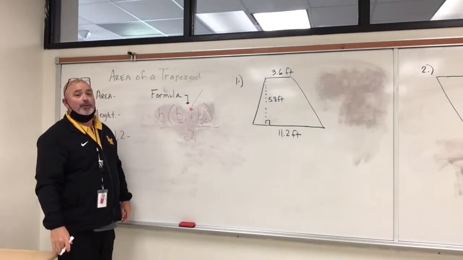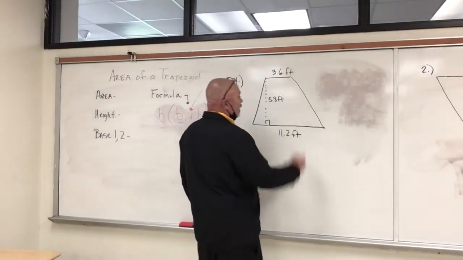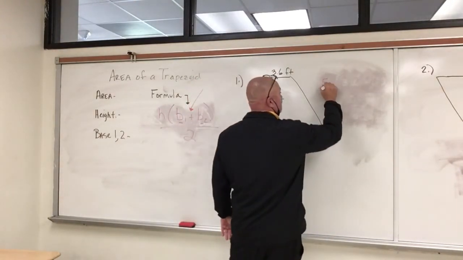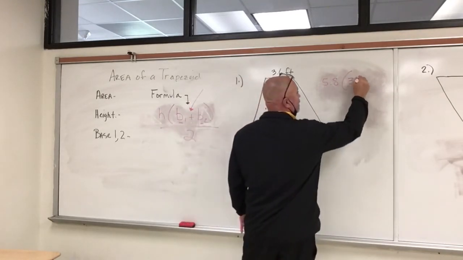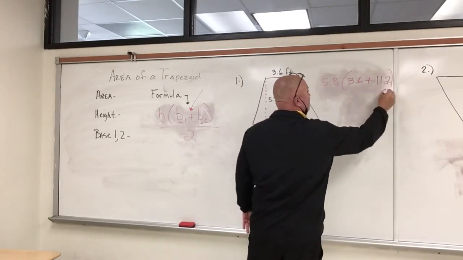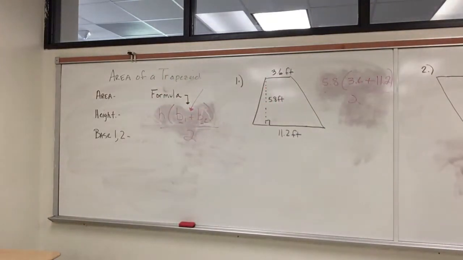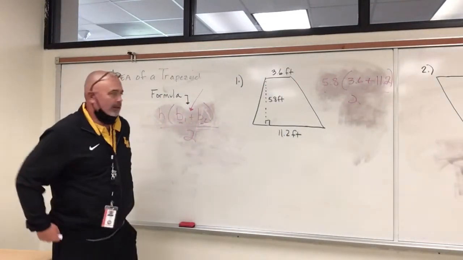Now, there's two ways to do this, and we'll talk about those two ways here in a second. So, let's find the area of this trapezoid. We're gonna take the height, which is what? 5.8, and we're gonna multiply it by 3.6 plus 11.2, and we're gonna divide that by 2. Now, there's two ways to type this in your calculator. Let's all do it together this way. Everybody turn on your calculator. Don't get ahead, don't fall behind.